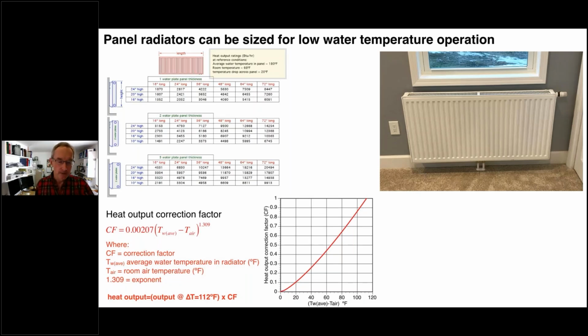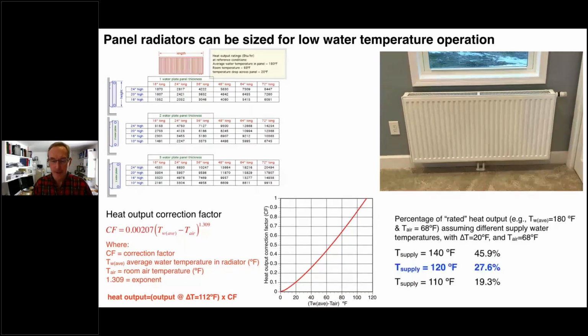And you can also use the graph. The graph and the formula are the same in terms of the values they're going to give you. You take that correction factor and you multiply it by the values in the table, the black numbers in the table, and that'll give you the output at these lower temperatures.